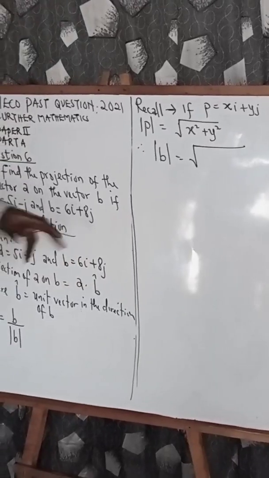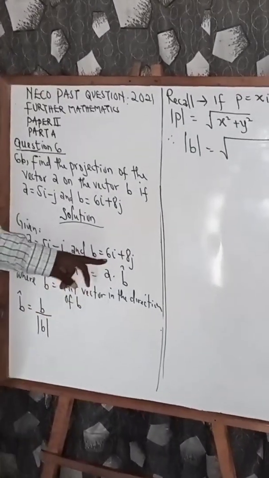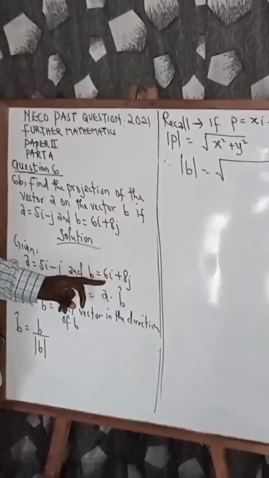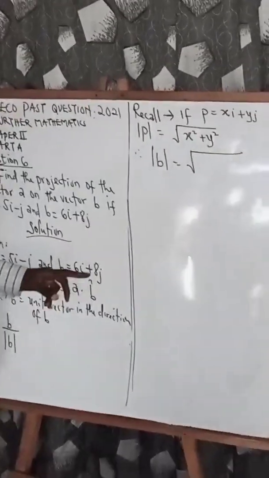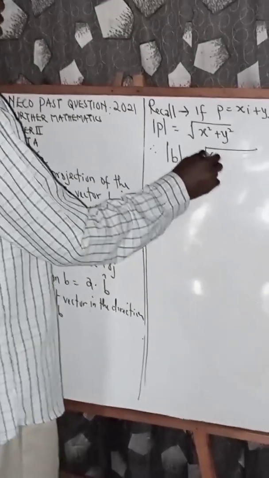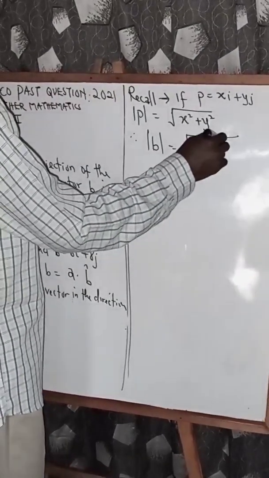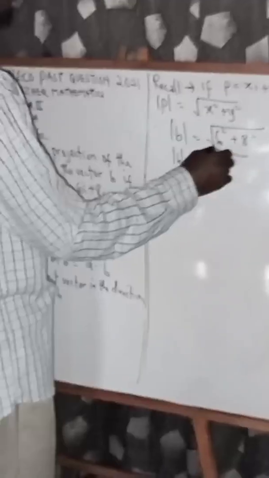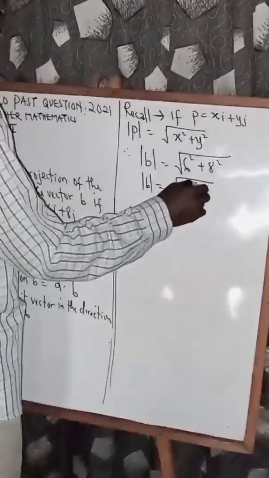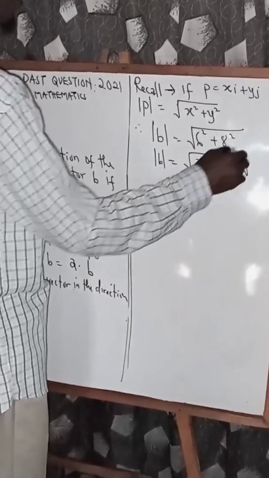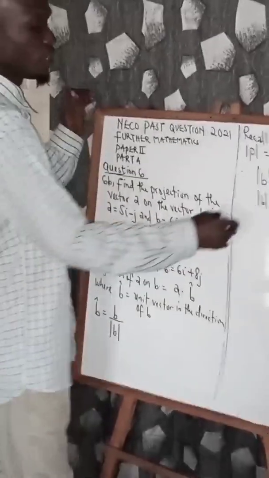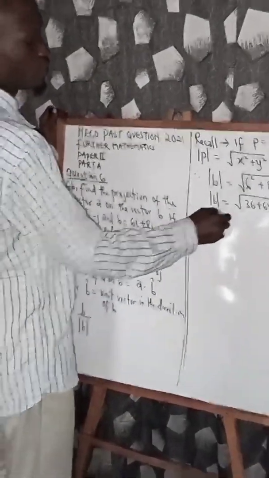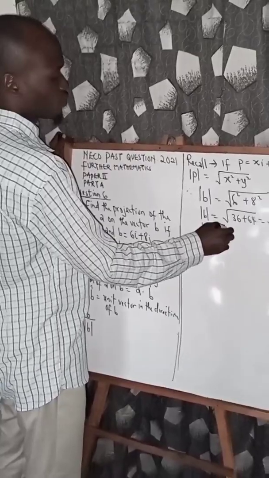Therefore, modulus of vector B is given as square root of... Now, I'll compare this vector and this. We see that our x is going to be 6 and our y is going to be 8. So let's substitute. That will give me 6 squared plus 8 squared. That means modulus of vector B will be equal to square root of 36 plus 64, which is the same thing as square root of 100. Thank God that 100 is a perfect square. That means modulus of vector B equals 10.